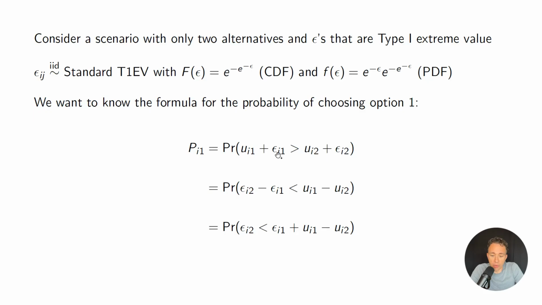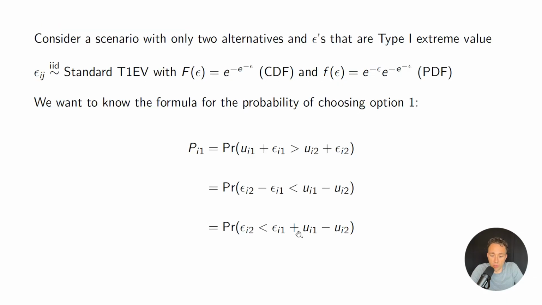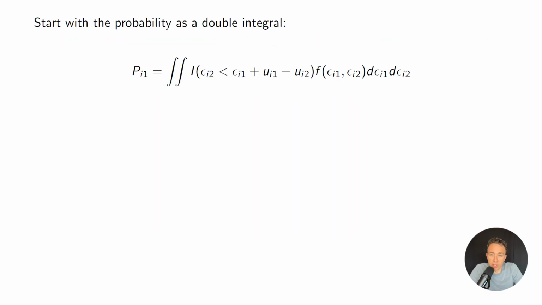So then we can rearrange terms so that we put both of the epsilons on the same side of the inequality, and then we can further isolate just epsilon I2 as the only thing on the left-hand side of the inequality. And this will be helpful when we think about applying the CDF to this probability. So since there are two things that we don't know, we need to have a double integral to solve this probability. So let's start with this double integral.